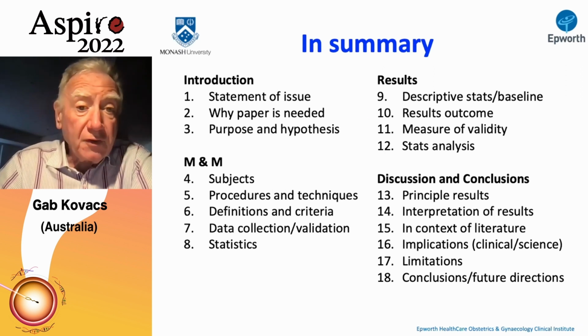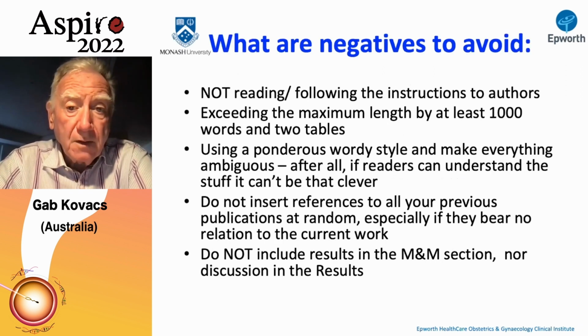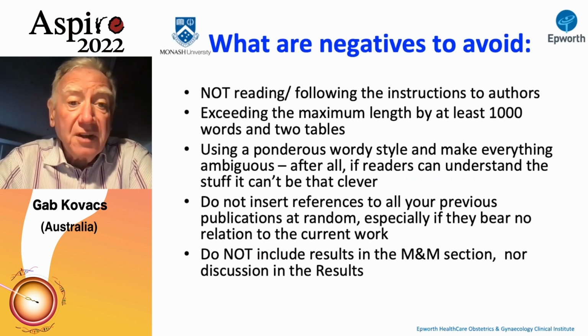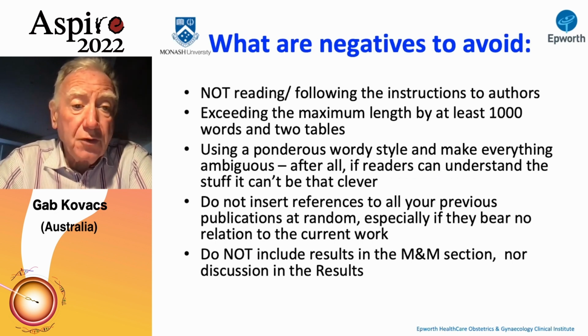Just to finish off, let me tell you what not to do. The worst thing is not to read the instructions to authors, and for example, exceed the maximum length of the paper by at least 1,000 words and 2 tables. It's important not to use ponderous words and not to make everything seem ambiguous. It's best to have things concise and easy to follow, not to confuse people, thinking that if readers can't understand it, then they'll think it's really clever.